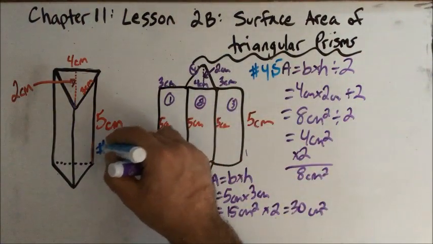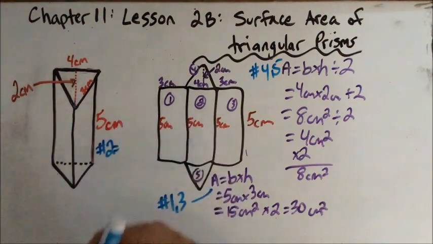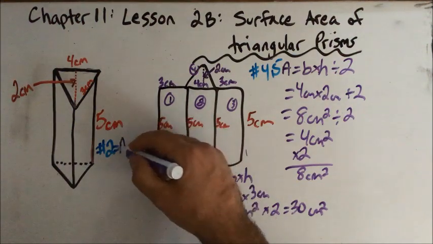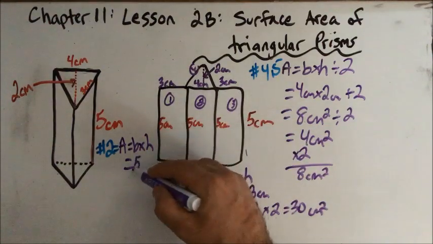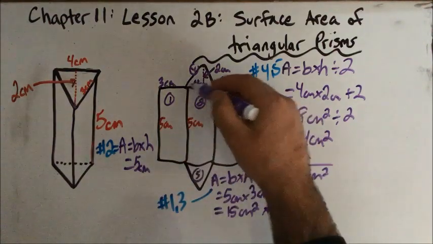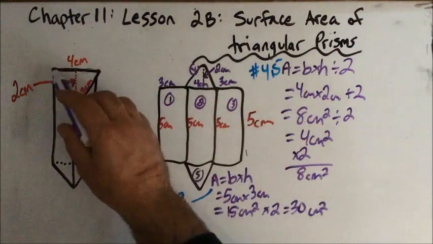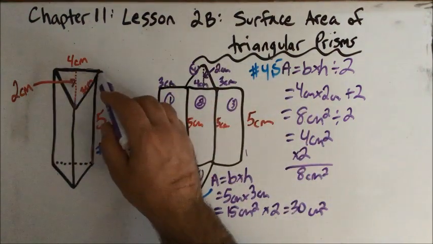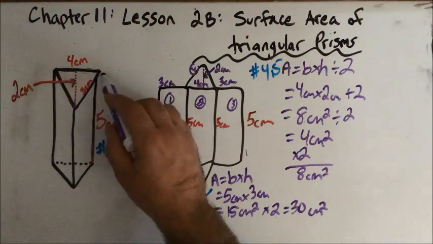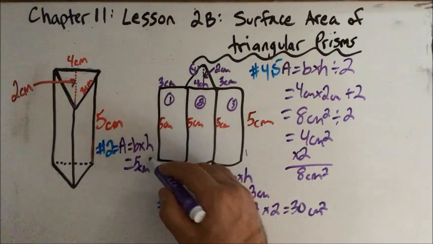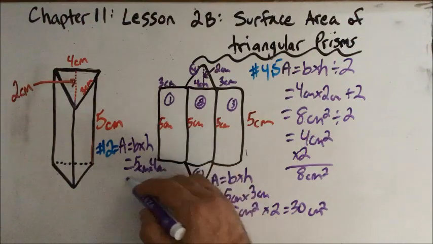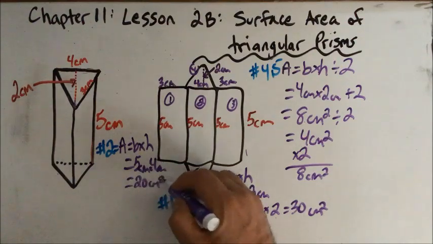So let's do it over here. Number 2 would be area equals base times height. It's the same 5. The only difference is the 4, because it's touching the back of the triangle. So the rectangle width has to match the triangle. So it'd be 5 centimeters times 4 centimeters, which would be 20 centimeters squared.